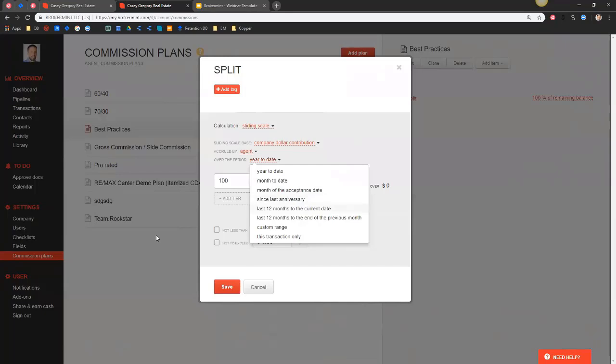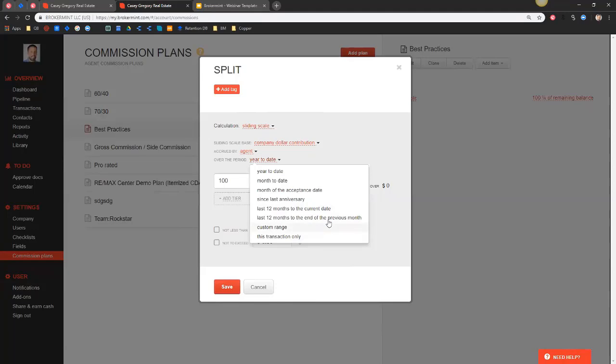A couple of the unique ones, first coming to the last 12 months to the current date. So this will give you the entire last 12 months up to that same date of the previous year. The next one, last 12 months to the end of the previous month, is very similar, but it goes 12 months back to the end of the previous month. So in this scenario, if we're using this commission plan today, December 20th, it would count all the way back until the very last day in November, being the previous month of the last year.